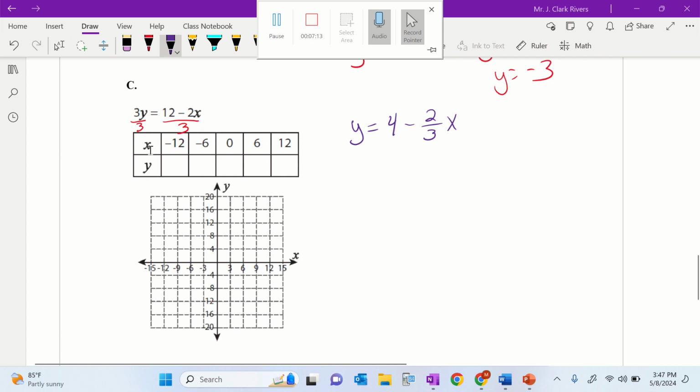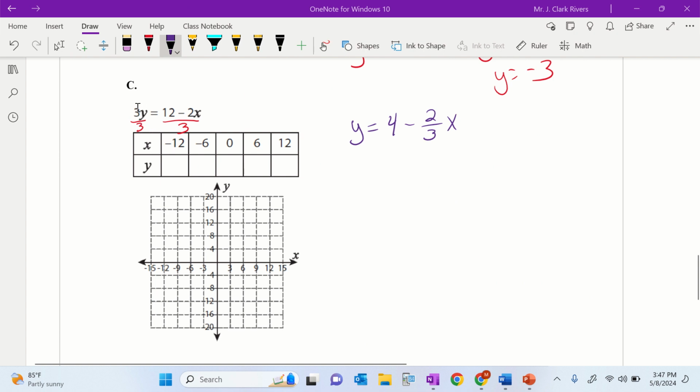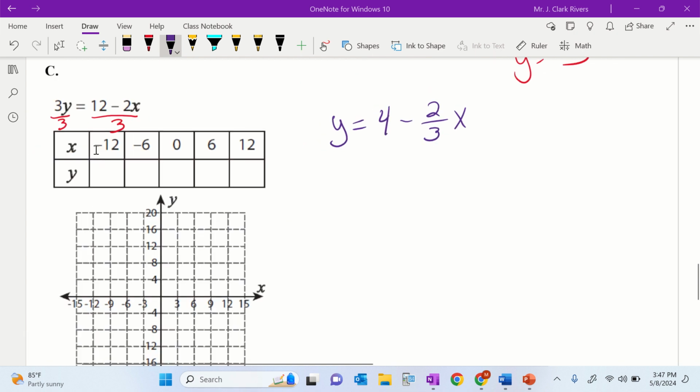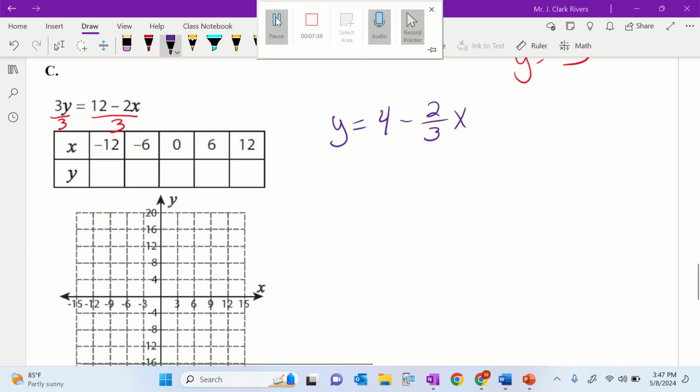Okay, the first thing we need to do is we need to divide both sides by 3 to isolate y. 3 divided by 3 is 1, so we're left with 1y. 12 divided by 3 is 4. A negative divided by a positive is a negative. And then 2 over 3 is just 2/3. So notice the denominator of 3, and think back to class yesterday. We need to choose numbers that are multiples of 3. We already have values that are chosen for us, and all of them are multiples of 3. So here's what that looks like when you plug them each in.